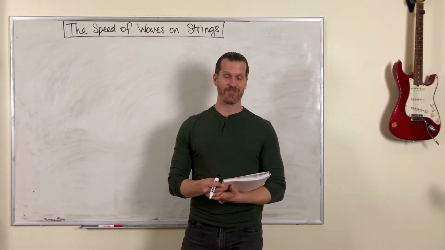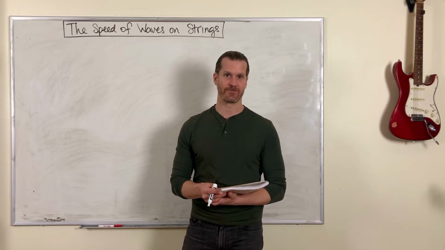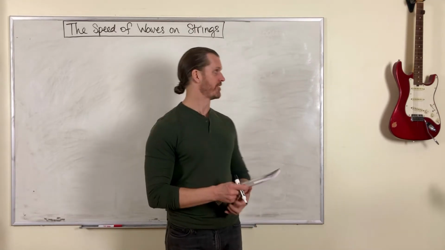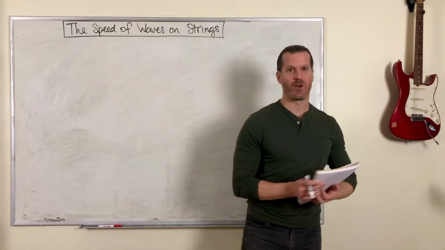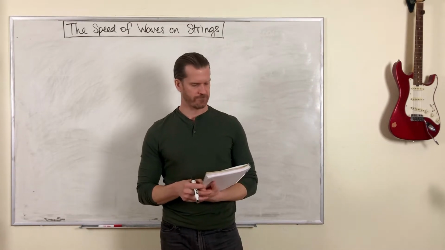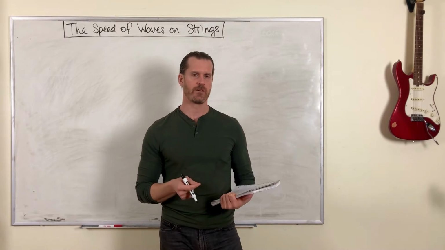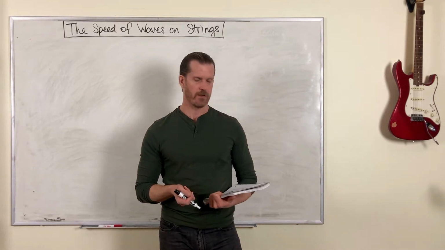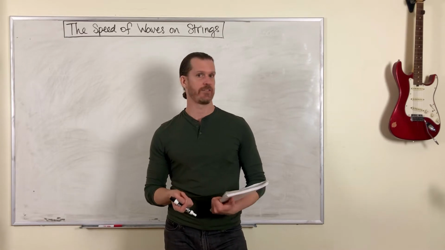A common medium for waves to propagate through is a string. Well, a good example of that would be a guitar. Waves are propagating along a string in this instrument. And we can calculate the speed of waves in a string if we know the tension of the string and we know the mass density of that string.